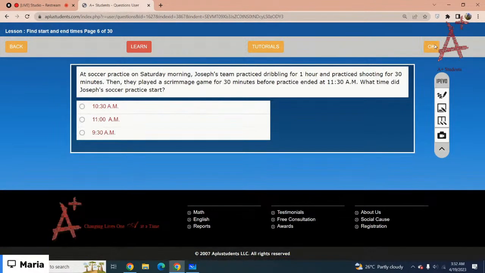Okay, at soccer practice on Saturday morning, Joseph's team practiced dribbling for 1 hour and practiced shooting for 30 minutes. Then they played a scrimmage game for 30 minutes before practice ended at 11:30. What time did Joseph's soccer practice start? Just calculate the total time. 1 hour, 30 minutes and 30 minutes. That means the total time is 2 hours. Got it?